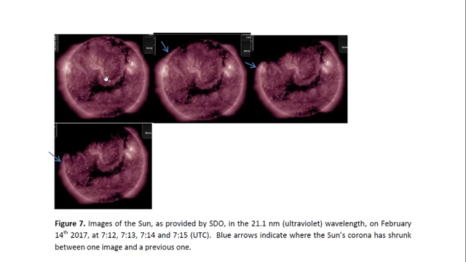So these images are in 21.1 nanometer, and they are 1 minute apart. This is from 7:12, this is from 7:13, this is from 7:14, and this is from 7:15. And the sun is getting darker at that time, so the darkness is progressing. So we see a larger portion of the sun in the 7:14 image than in the 7:15 image, as it should be. But what else do we see? We actually see the corona shrinking. So if this was due to an eclipse, the corona would be covered. So we would see the corona covered by the Earth. But we don't see that.